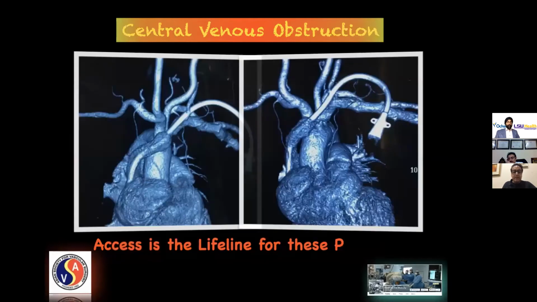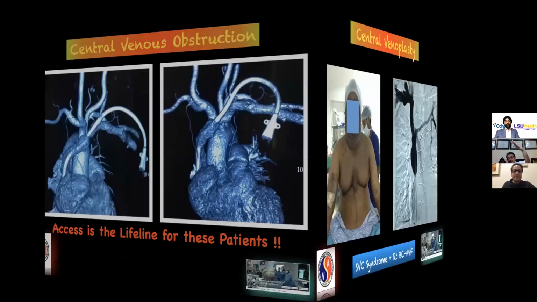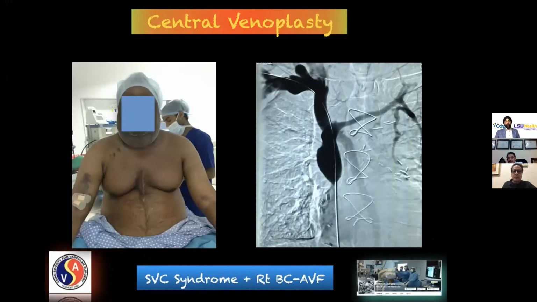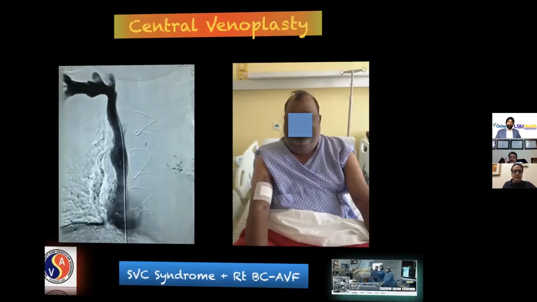So this is just a CT reconstructed image to show that access is a lifeline, and excess lifelines sometimes create havoc, because they are the major culprit in creating central venous obstruction. So I would say lines are the main reason for ending up with central venous obstruction. In these cases you have seen that when people have central venous obstruction, you balloon dilate, you put a stent, and then you get away.